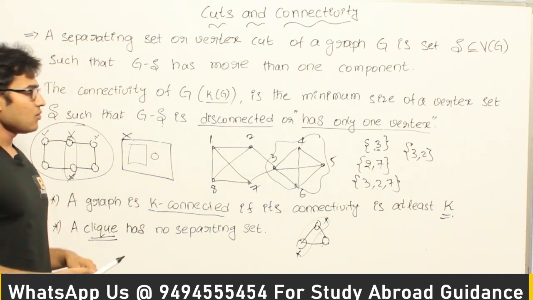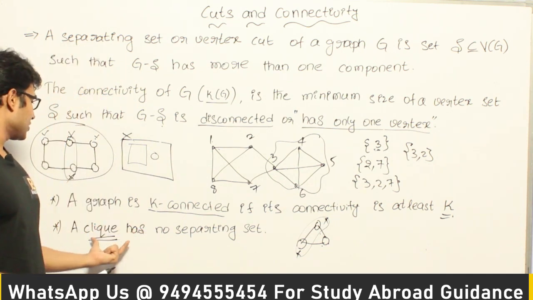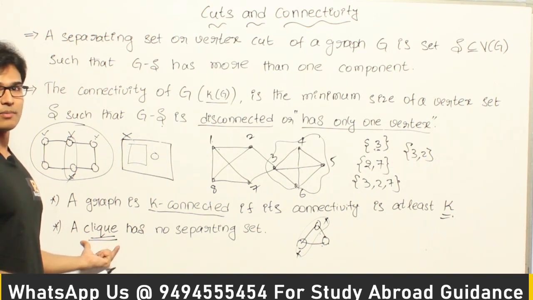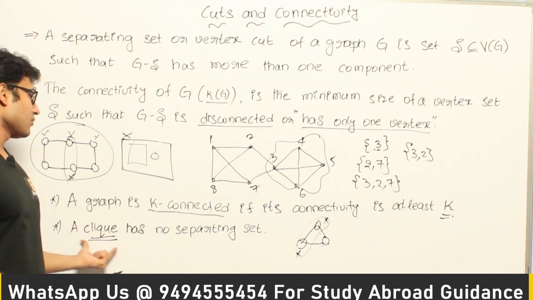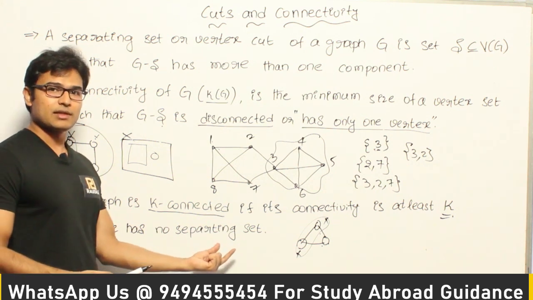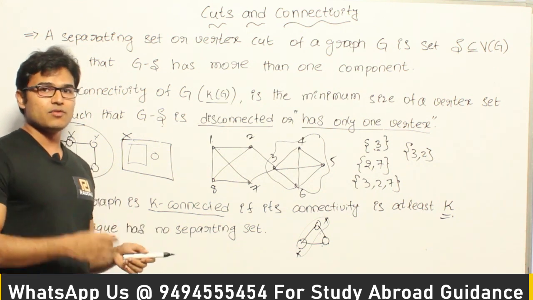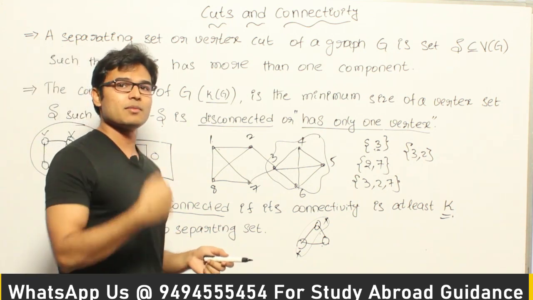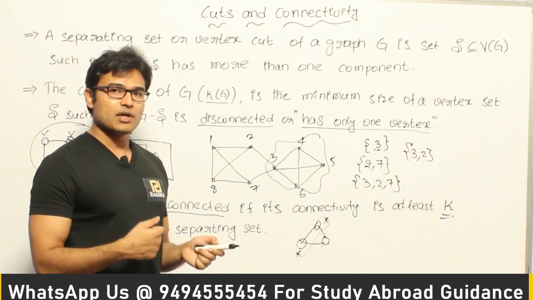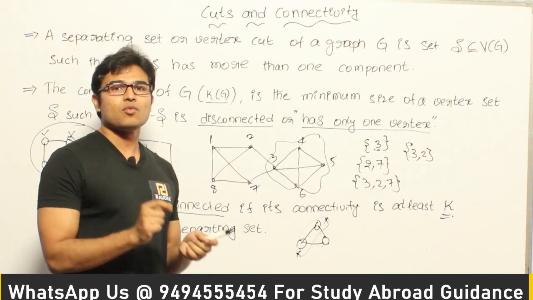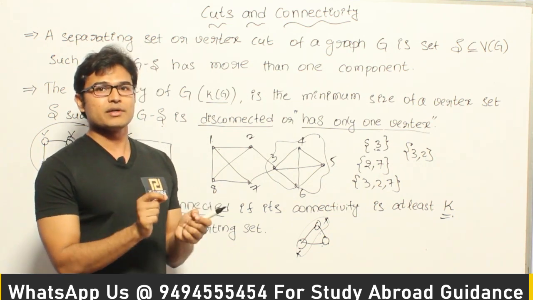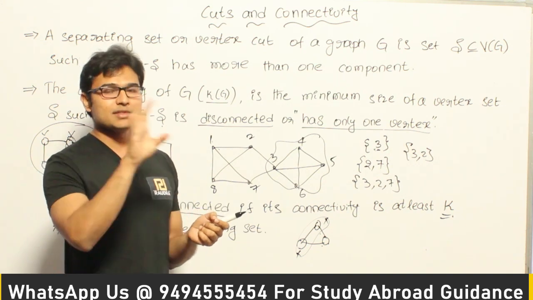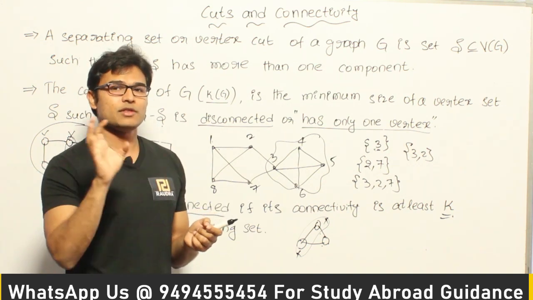Right? Now, this is not just applicable for a clique, you can also take this definition and apply it to a complete graph. Even in a complete graph, you will not have a separating set. The reason is, in a complete graph, whenever you remove a vertex, you get a smaller complete graph, right? Therefore, there is no way you can get more than one component in a complete graph by deleting vertices, because all the remaining vertices will always stay connected and remain in one component.